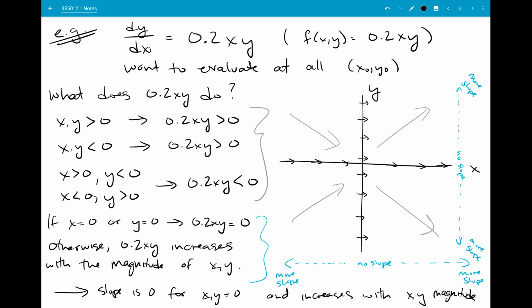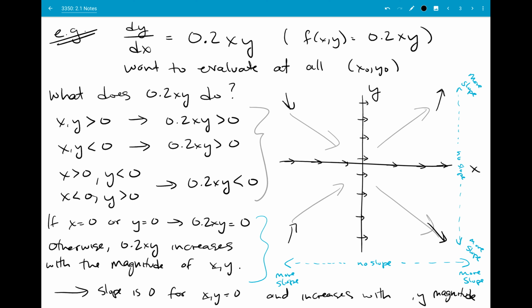And then I should have the most slope when x and y are really big. So in this first quadrant right here, I should have a really steep positive slope when x and y are large. Like so, 0.2 times 10 times 10 is 20, I think. And then 0.2 times negative 10 times 10 is negative 20. 0.2 times negative 10 times negative 10 is again positive 20. I really should have checked that that was true, but I really think it's 20.